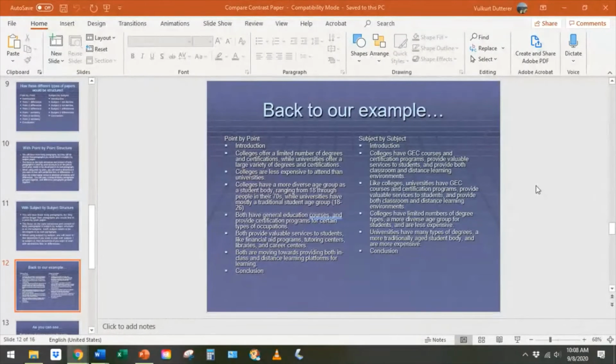Okay, so they may start in point by point. Let's say they're doing their differences in point by point, and then for some reason they get halfway through their paper, they get to similarities, and then they switch subject by subject. You can't do that. If you start in point by point, you got to stay there. If you start in subject by subject, you got to stay there. You can't just switch in the middle or any place in your paper. Okay?